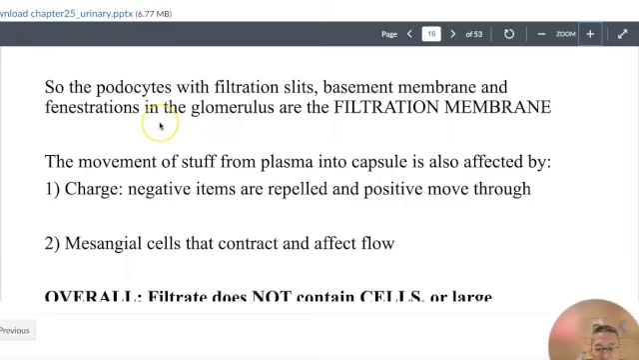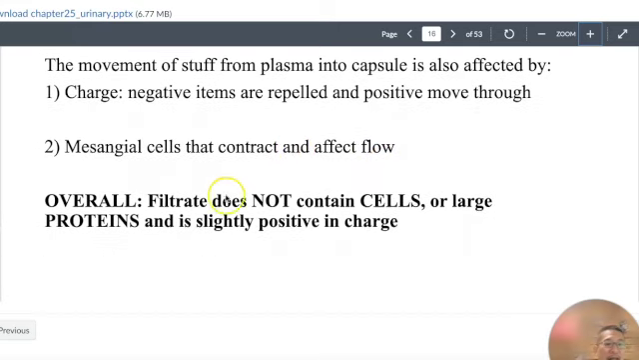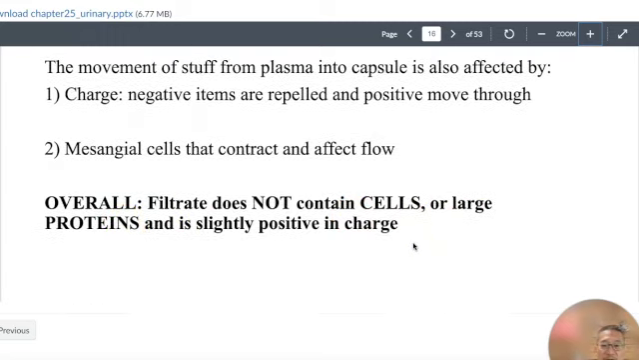So here's a recap of the filtration part. This is at the glomerulus. Negative items are repelled and positive stuff will move through. The mesangial cells will help contract and affect the flow. Filtrate does not contain cells or large protein and is slightly positive in charge. Okay, so that's just the filter part.